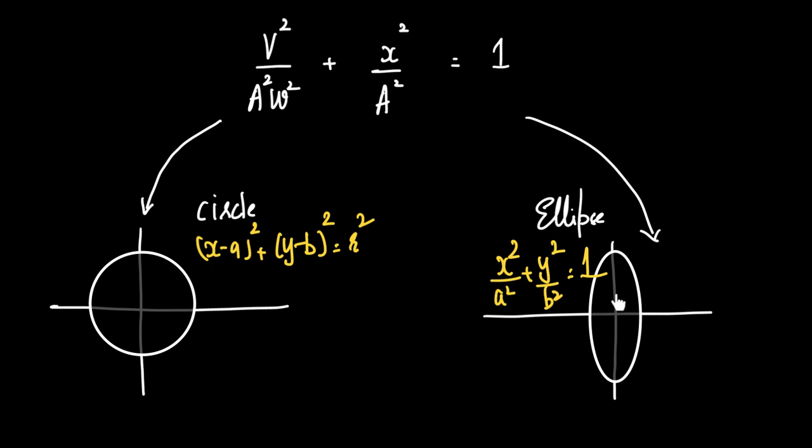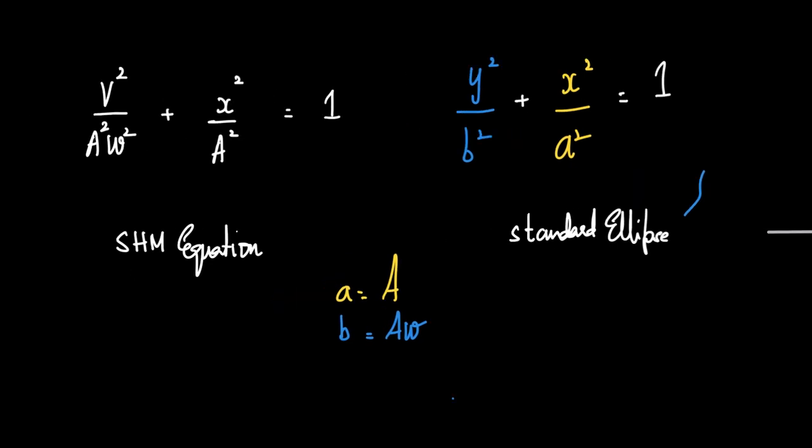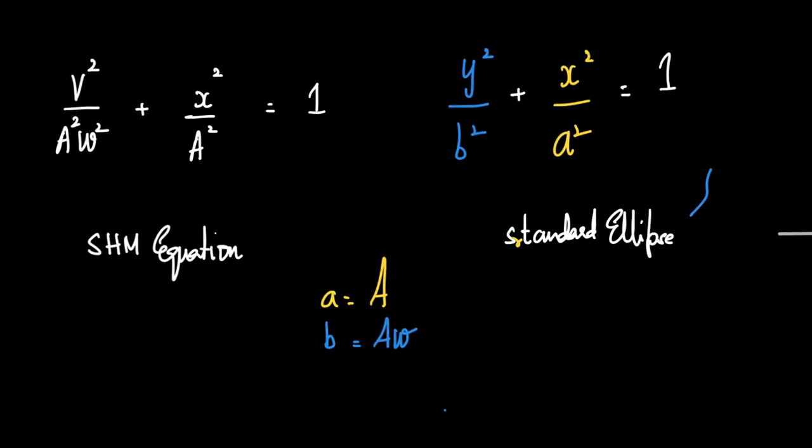This here, or what do you think? So, if we compare this with the equation of a standard ellipse, y square by b square plus x square by a square is equal to 1, then by comparing these two equations, we can say that along the minor axis and along the major axis, a is equal to capital A, the magnitude, the amplitude, and y square by b square is v square by a square omega square. So b is A omega, A times omega.